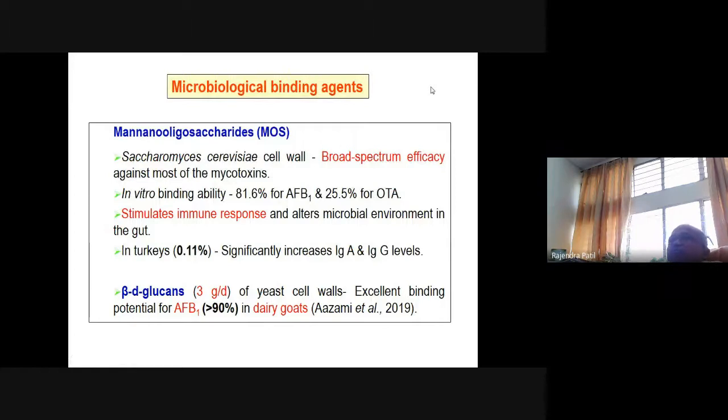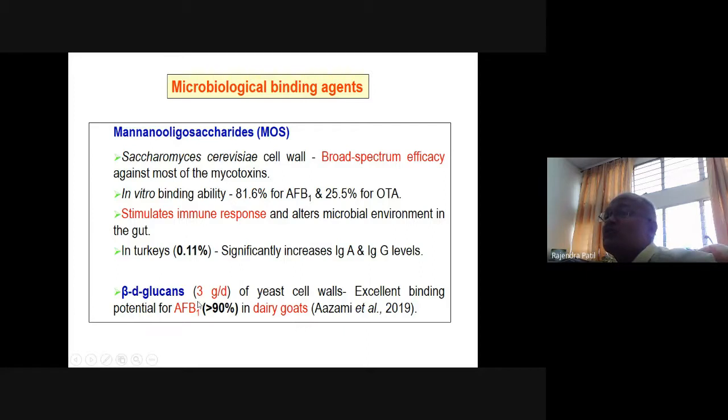Then microbiological binding agents, among them mannan-oligosaccharides from the Saccharomyces cerevisiae yeast cell wall. They have a very broad spectrum of efficacy against most mycotoxins, and more efficacy against aflatoxicosis compared to other toxicoses. Besides, they stimulate the immune system, and that's why they increase IgA and IgG levels when given at the 13.11% dosage.